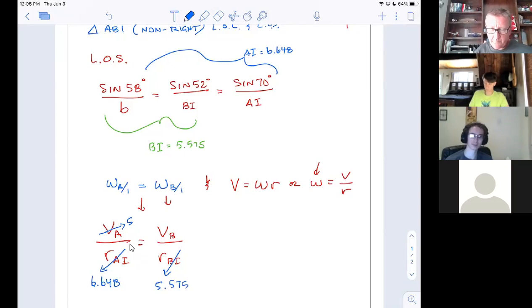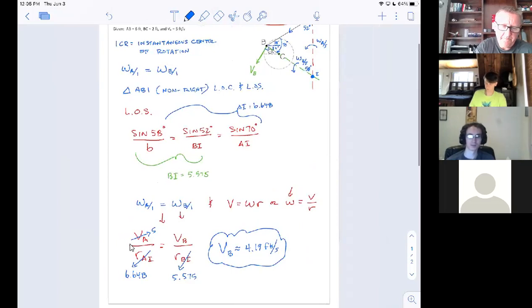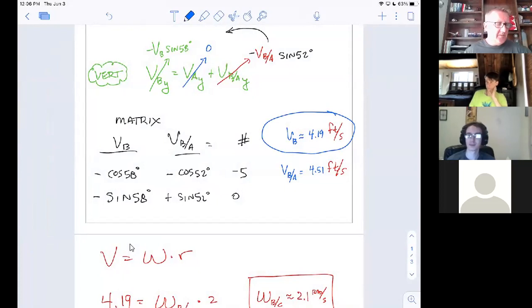So cool. If I take 5 times 5.575 and I divide that by 6.648, I get the very satisfying result that the velocity of B is 4.19. Why is that very satisfying? Confirms the previous answer, right? Isn't that what we just got a second ago? That's the same exact answer. That's pretty cool. Isn't that weird, isn't that a brilliant idea? Who thinks of these things?